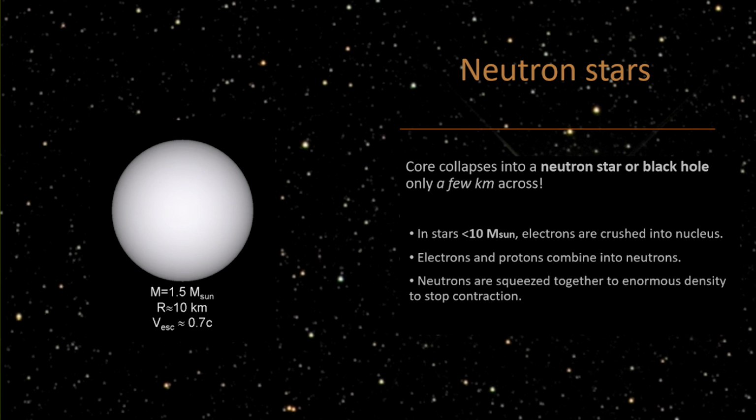Look at this number here briefly. 1.5 times the mass of the sun, but a radius of about 10 kilometers. That's about the size of Glen Ellen. Can you imagine squeezing the sun down to the size of Glen Ellen? What the density would be?